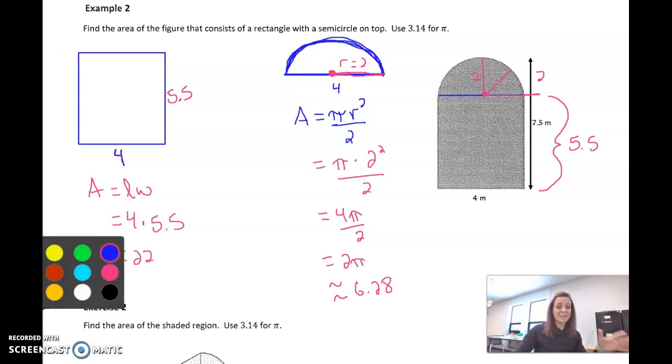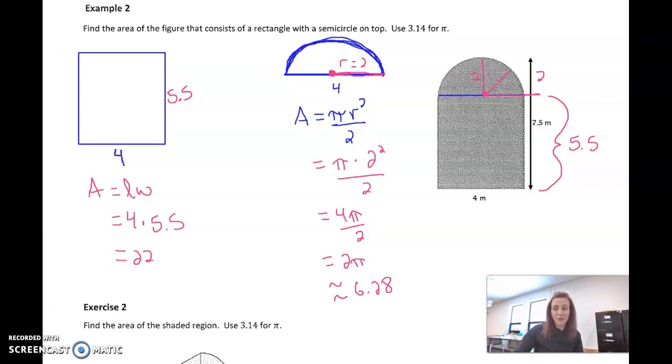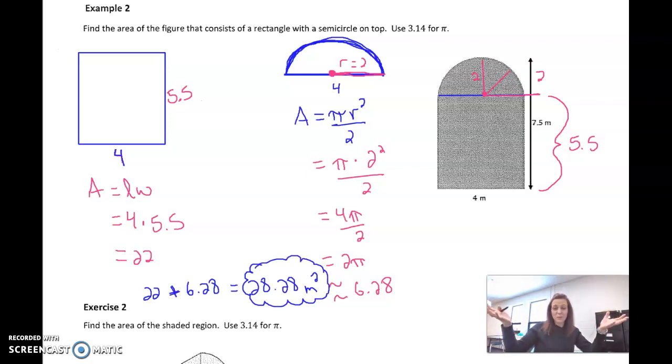Now, in the last examples, we were subtracting. But remember, I want this whole thing here. This is 22 square meters. This is about 6.28 square meters. I want to add it together. So I'm going to go 22 plus 6.28, and that's going to equal 28.28. And again, area is always square meters. Sorry, I squeezed that in there. In this case, though, we're adding because I have the area of two pieces, putting it together.